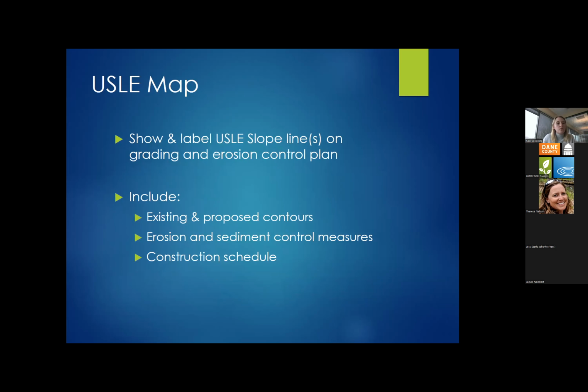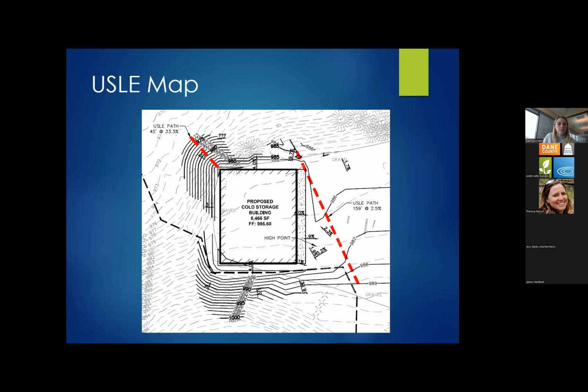So when you submit a USLE, we also want you to send a map showing us where this slope is on your plan. We want to see the existing and proposed contours, the erosion control and sediment control practices that you have, and the construction schedule. So here's an example of 2 USLE paths that are labeled on a map.